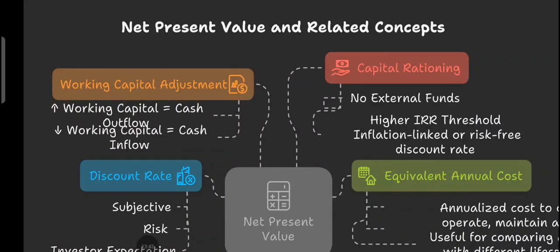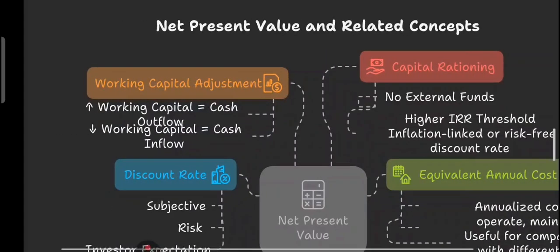First things first, we adjust for working capital. We always adjust for working capital. Suppose working capital increases, so that is a cash outflow. If it decreases, that is called cash inflow. Obviously, an increase in working capital means cash outflow, and a decrease in working capital means cash is coming in.